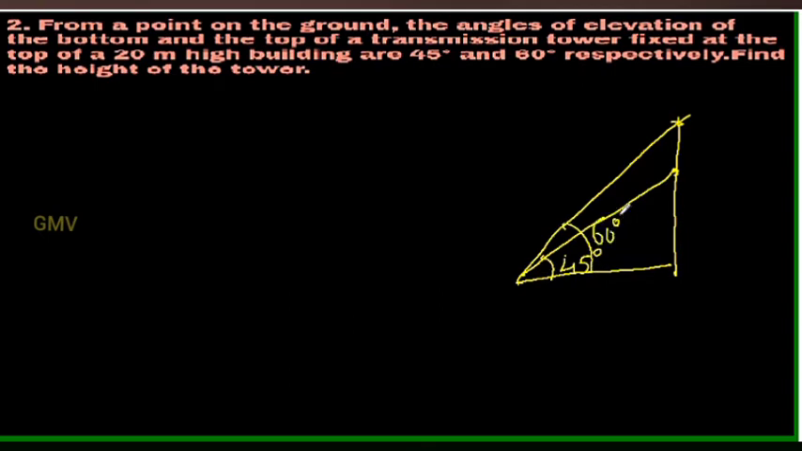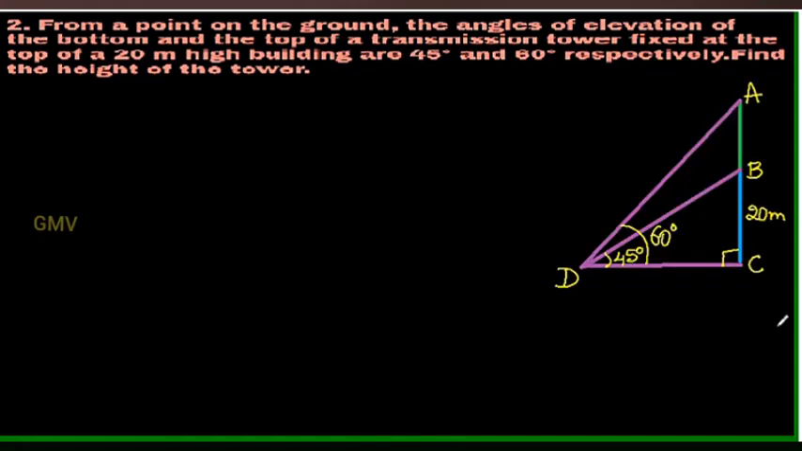So we have to find out here the height of the tower. So we have to find out this tower height. So BC is the height of the building, AB is the height of the tower. The height of the building is 20 meter. We have to find out the height of the tower AB. The angle of elevation of bottom of the tower is 45 degree. The angle of elevation of top of the tower is 60 degree.